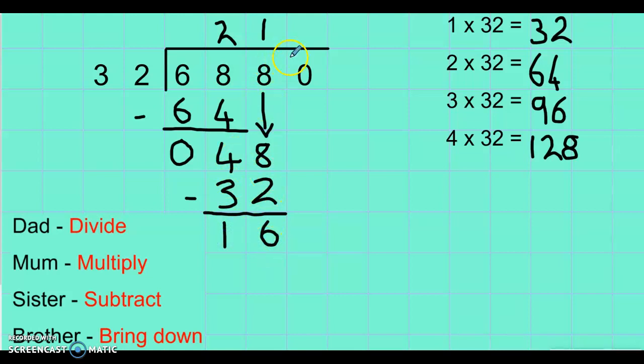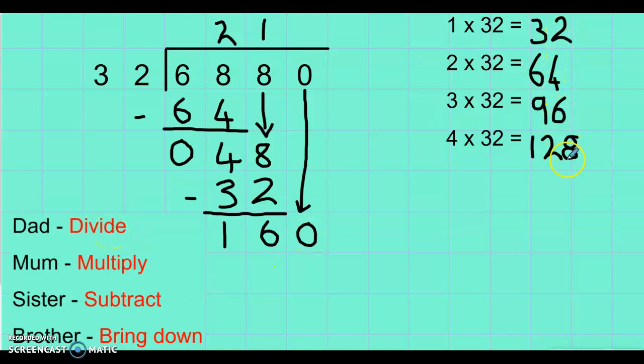Now, as I said, normally we'd write them up there, but with 2 digits, it just gets really busy and complicated. So instead of putting the 16 up here, we bring the 0 down to still make it the 160. So that's going to come down here, and we need to start all over again. So back to Dad and divide.